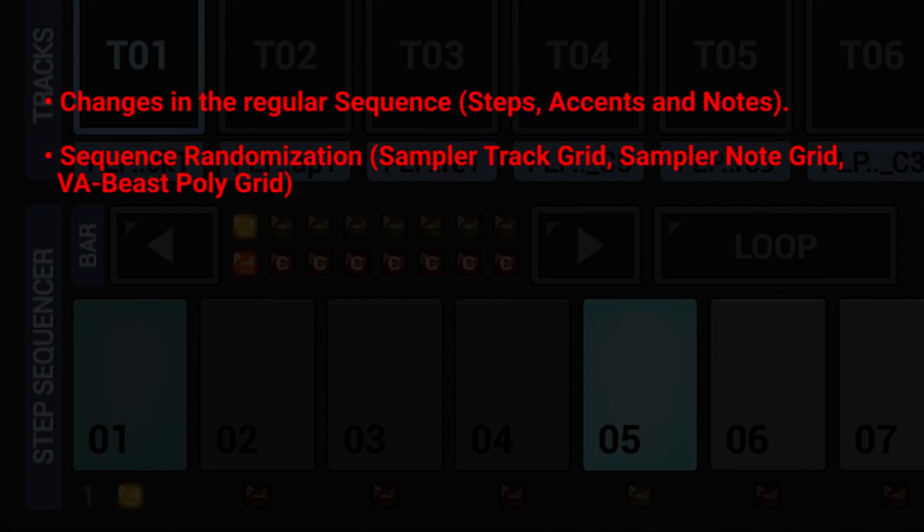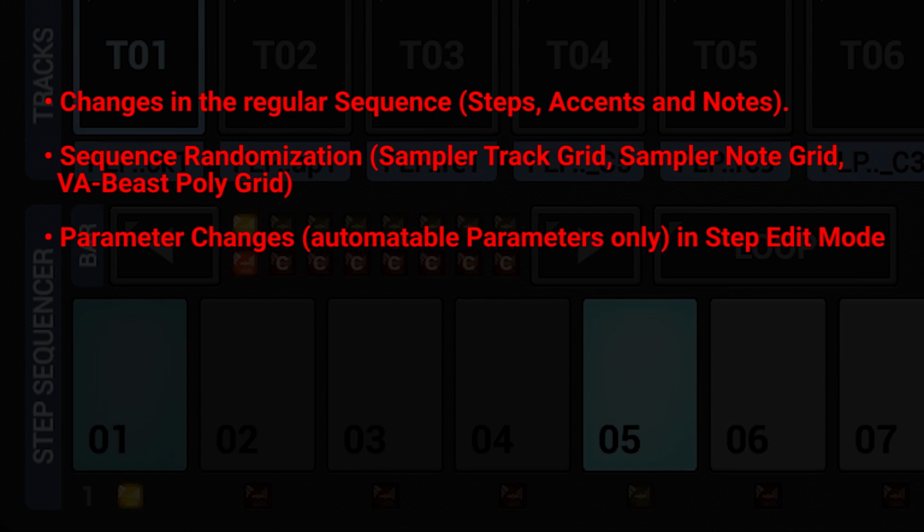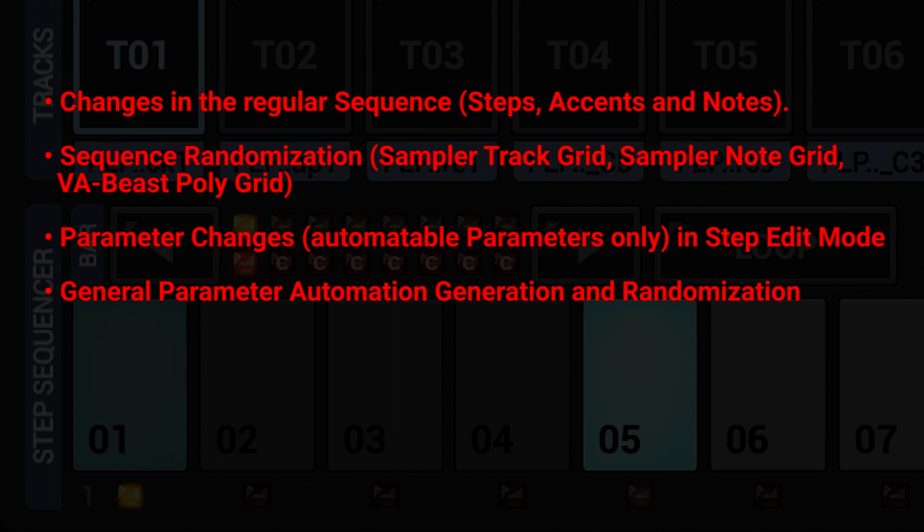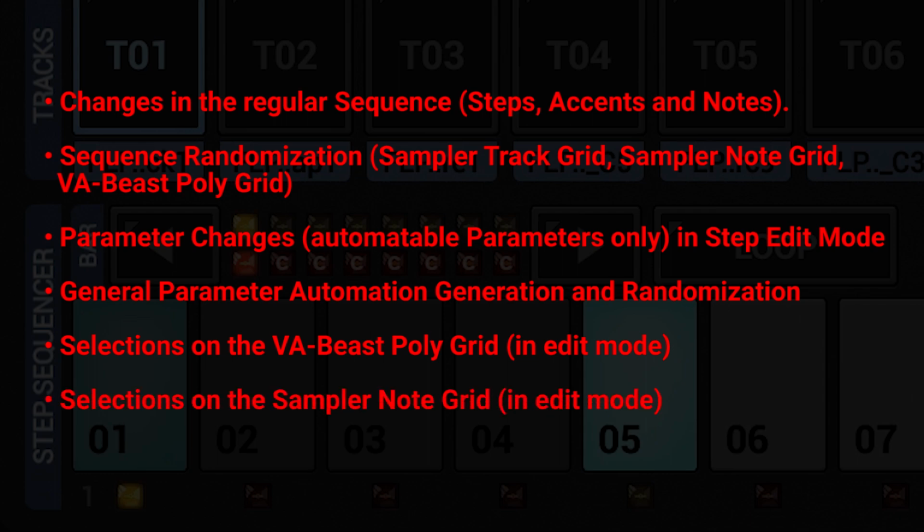Sequence randomization, sampler track grid, sampler note grid, EVA-Beast polygrid. Parameter changes, automatable parameters only in step edit mode. General parameter automation, generation and randomization. Selections on the EVA-Beast polygrid in edit mode. Selections on the sampler note grid in edit mode.